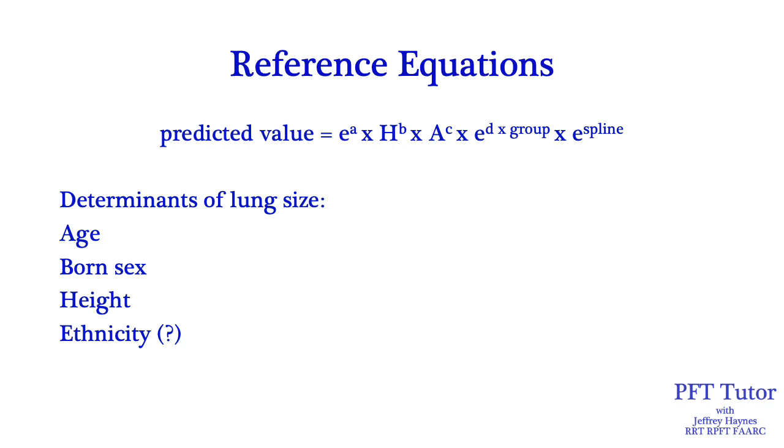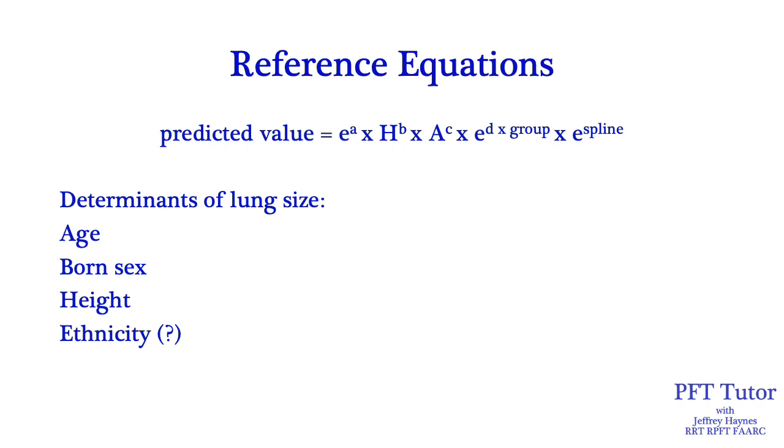Reference equations, sometimes referred to as predicted sets, are used to determine the expected PFT values in normal subjects. Reference equations are derived from measuring PFTs in non-smoking subjects without apparent respiratory illness. Reference equations allow PFT data collected from patients during clinical testing to be compared to normal subjects with similar determinants of pulmonary function: age, sex, height, and in some cases ethnicity.